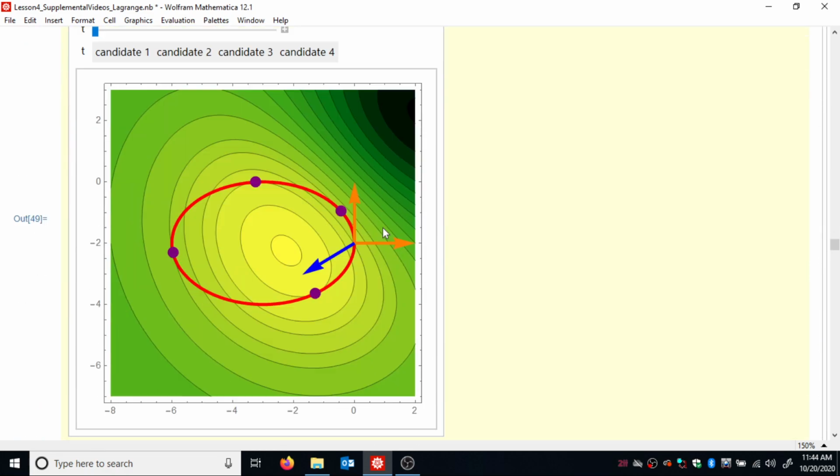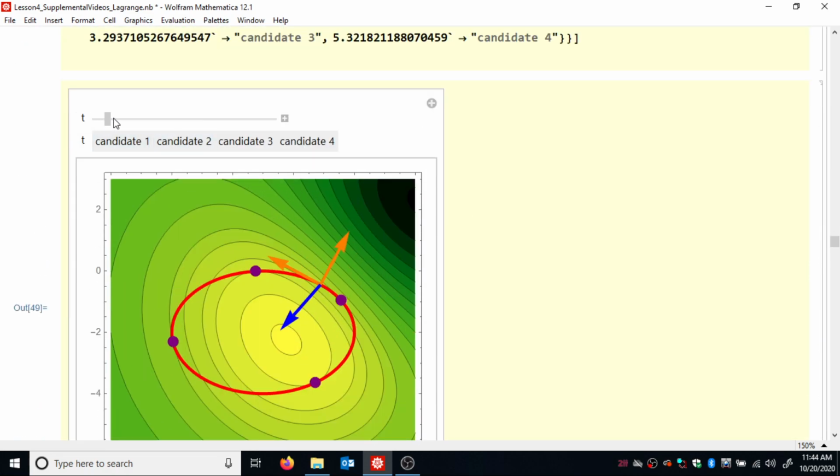So I'm going to go ahead and plot them. It looks like the same visualization we had before. The only thing that I've added are these orange vectors, which are the gradient of g, where g of x,y is equal to 1. They're basically just normal vectors to our red curve here.